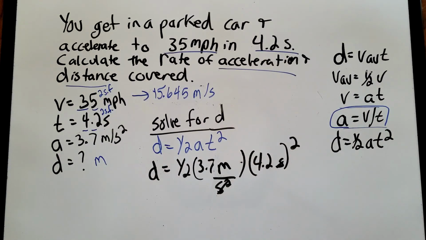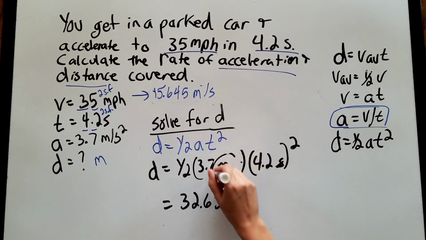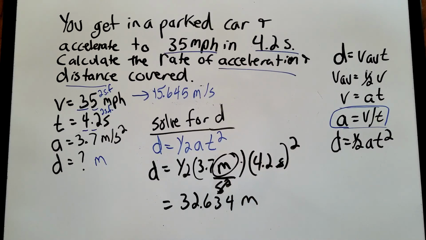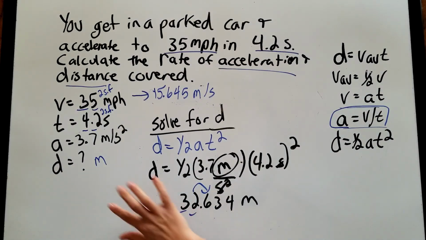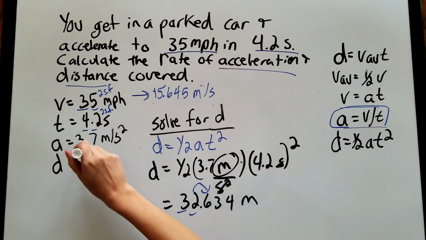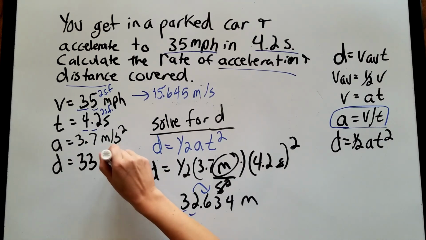So let's enter this into our calculator now. So we get 1/2 times 3.7 times 4.2 squared. We get 32.634. And the units, all that's left, are meters. Now we also need 2 sig figs for this answer, because notice the numbers we used both had 2 sig figs. So 1, 2, look at the number next to it. In this case, that's going to round up to a 3. So our answer for distance would be 33 meters.